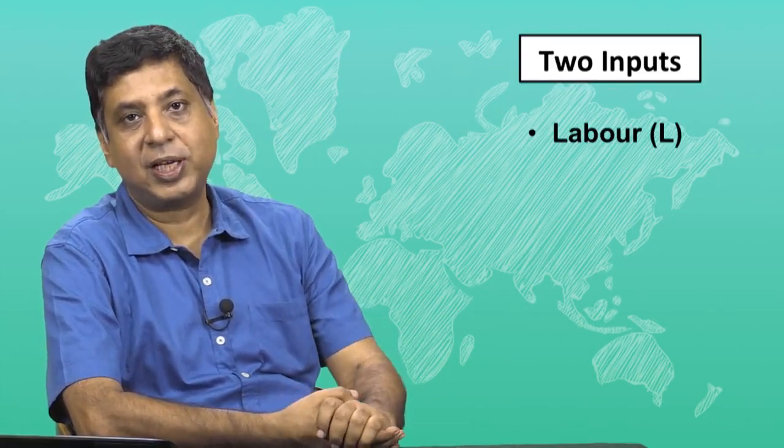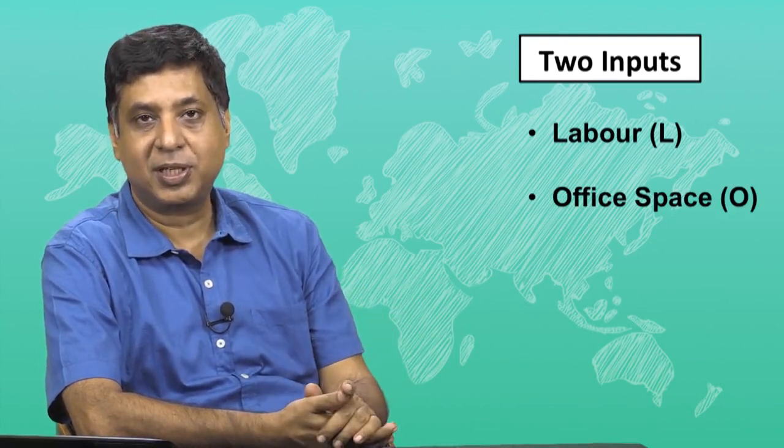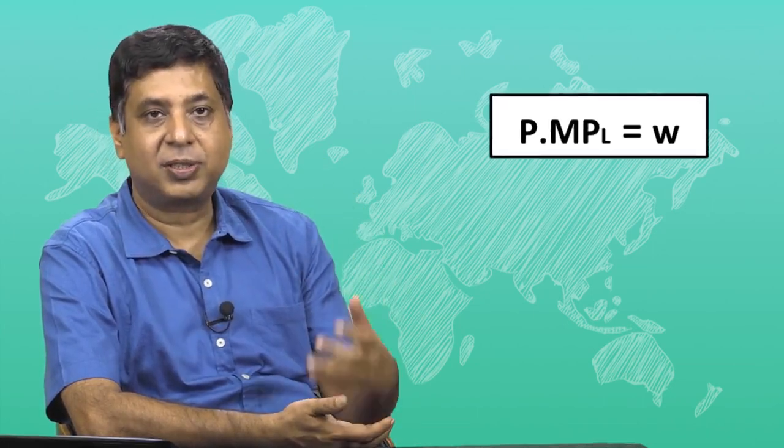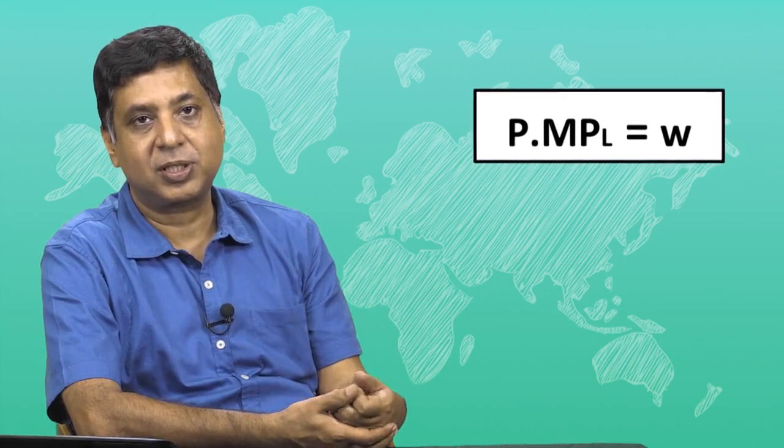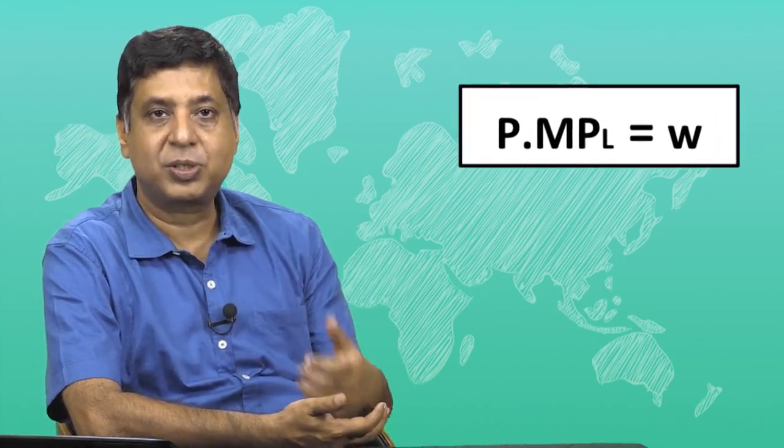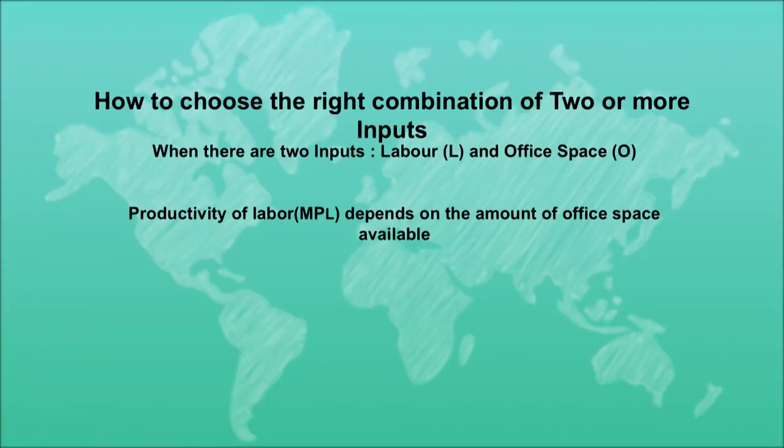So suppose in this particular case there are two inputs, which are labor and office space, designated L and O respectively. Now you would notice that the earlier relationship that we got, that the price times marginal product is equal to the wage rate, would still hold, except now the marginal product or the productivity of labor would depend upon the amount of office space available.